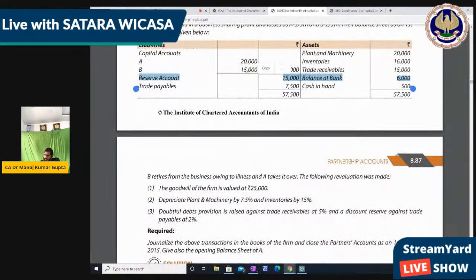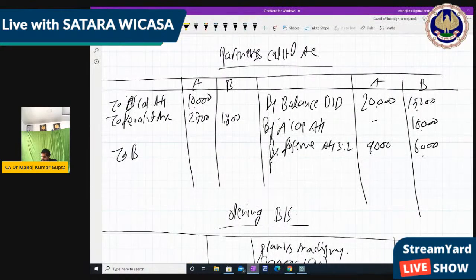Transaction book of the firm and close the partner's account on 1st January. Give also the opening balance sheet of A. So B retired from the business and A takes it over with the following revaluation. So we consider that this amount is transferred to his loan account because he doesn't have the money to pay. So we'll transfer to loan account only, right? So we assume it's transferred to loan account.